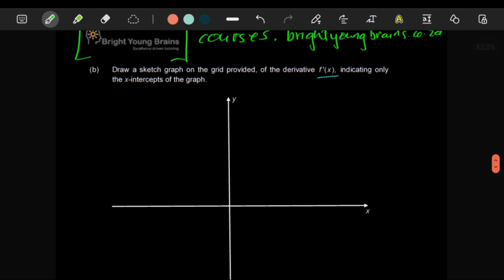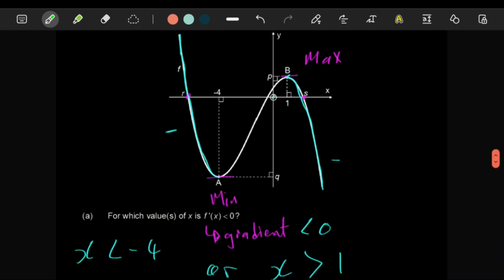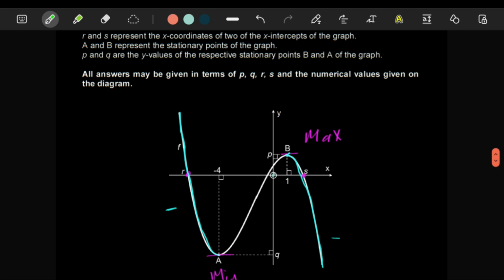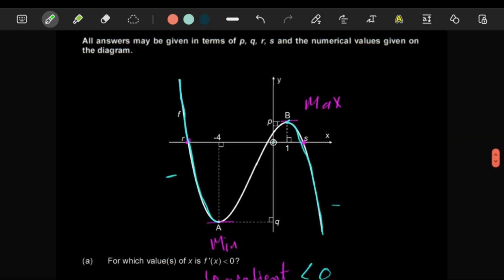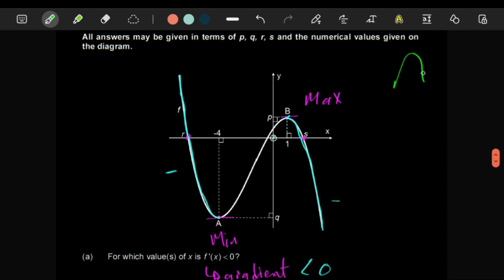And basically what you want to know is, this is a negative cubic function. The first derivative of a negative cubic function is going to be a frowning parabola. You see, this is what its first derivative is going to look like.